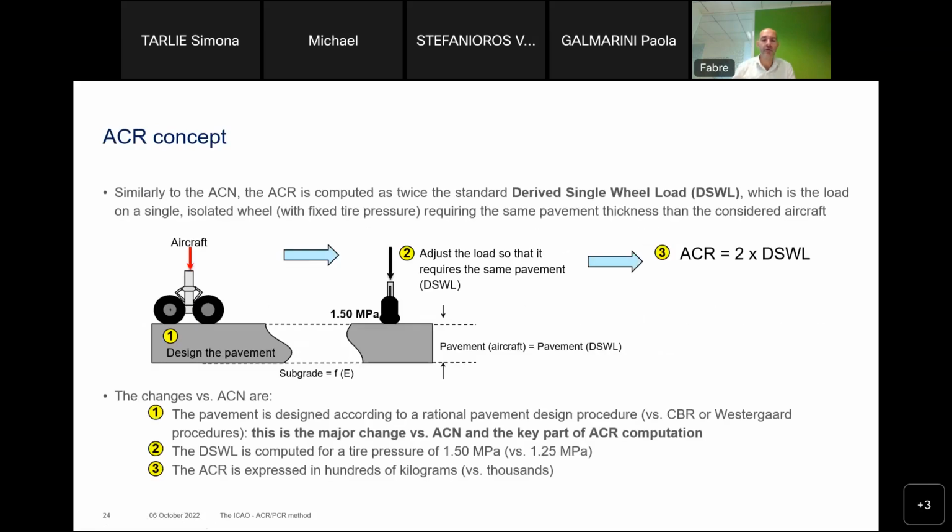So regarding the way of calculating the ACR, the principle is also very similar to the ACN and is numerically defined as twice the standard derived single wheel load, requiring the same pavement thickness as required by the aircraft for a standard subgrade strength. So practically, it means that it involves three steps. So first, we design the pavement for the aircraft. Then we adjust a standard derived single wheel load to obtain the same pavement thickness as required by the aircraft. And the aircraft ACR is then twice this derived single wheel load.